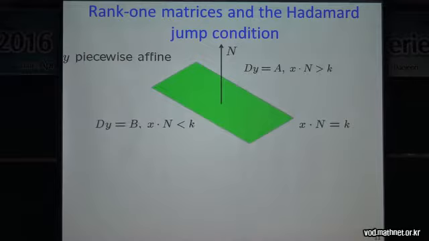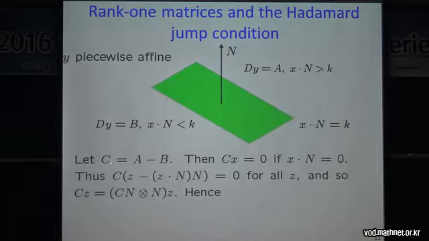plane the gradient is this matrix A, and below the plane, it's the matrix B. And A is different from B. There really is a jump. Okay? So how do we calculate how A is related to B? So this is a trivial calculation, but nevertheless, it's so important in this theory that it's worth doing. And anyway, it's only 2 lines.